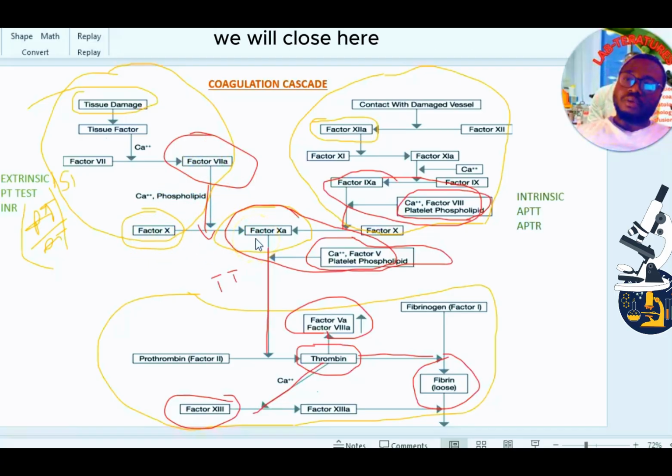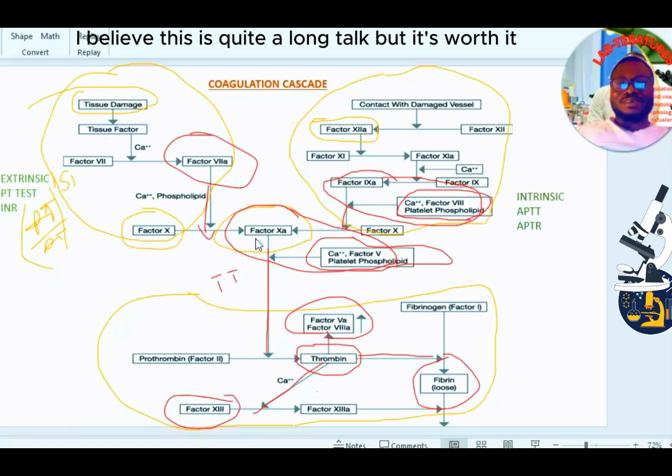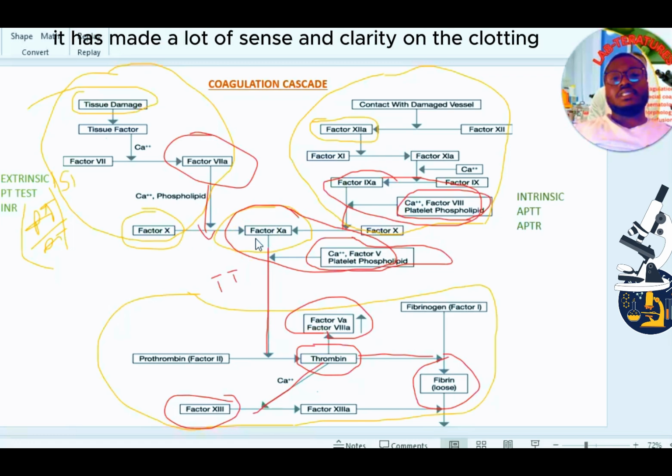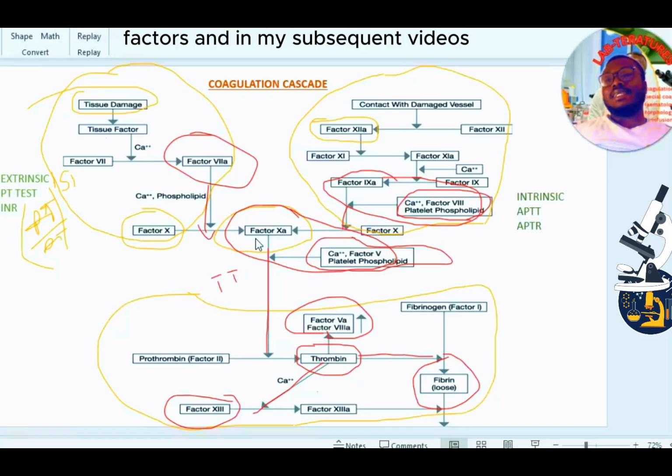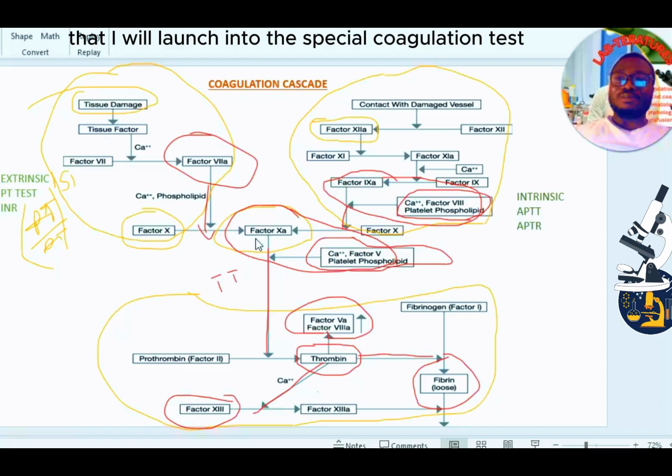Okay. We will close here. I believe this is quite a long talk, but it's worth it. It has made a lot of sense and clarity on the clotting factors. And in my subsequent videos that I will launch into the special coagulation tests, you will find it so easy if you master these basics.